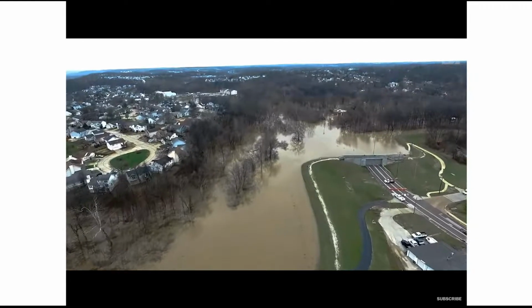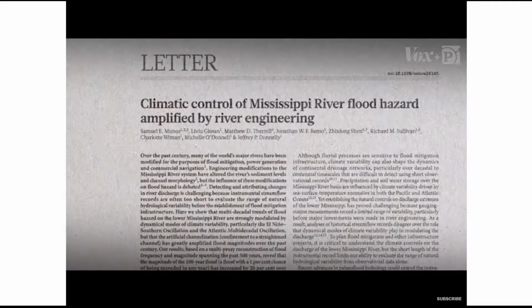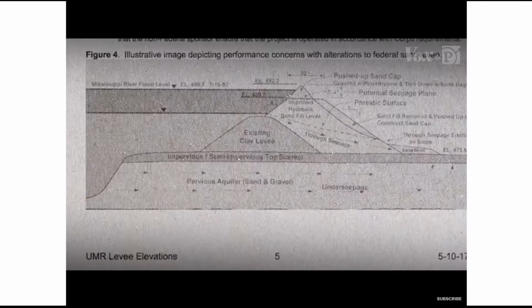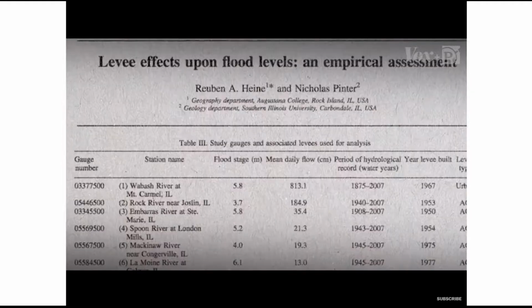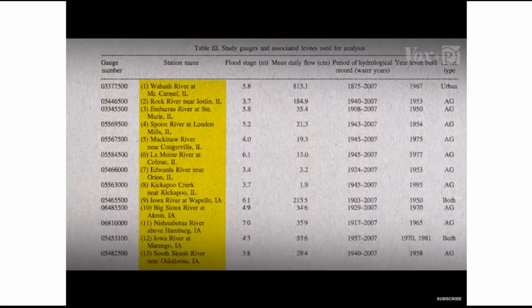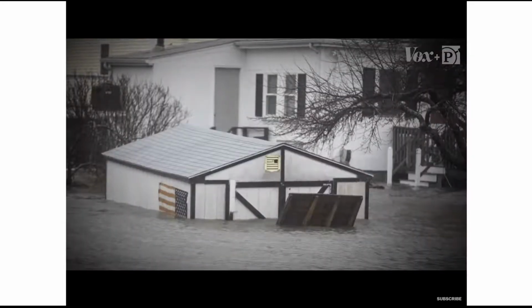The Army Corps says they've done nothing wrong and that the levee meets all state and federal laws. But there's a growing body of research that shows levees push flooding onto surrounding communities that have lower levees or no levees at all. Researchers measured water levels around 13 levees in the Midwest and found they all increased flooding, some by over 5 feet.